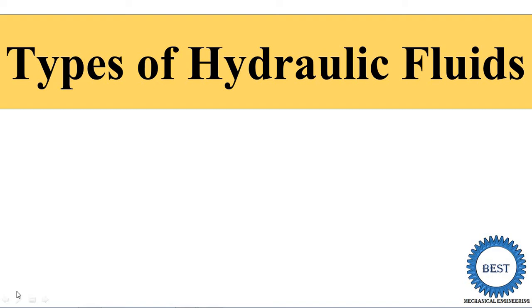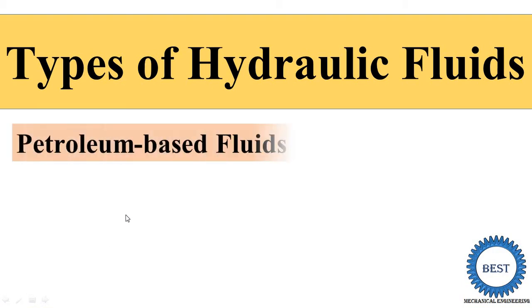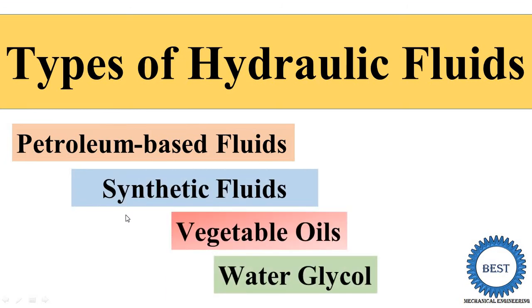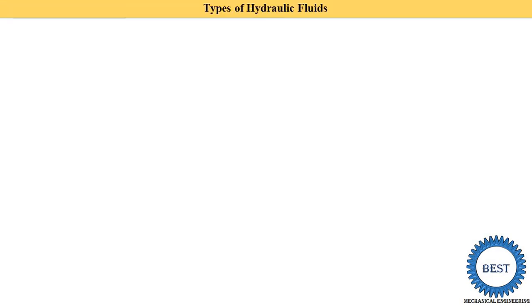In this video, I discuss the types of hydraulic fluids used in a hydraulic system. First type is the petroleum based fluid. Second one is the synthetic fluids. Third one is the vegetable oils. Fourth one is the water glycols. And the last one is the emulsions type fluids. So in this video, I discuss these 5 types of the fluids in detail.